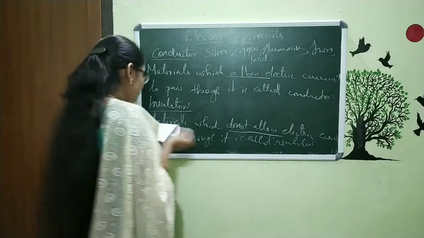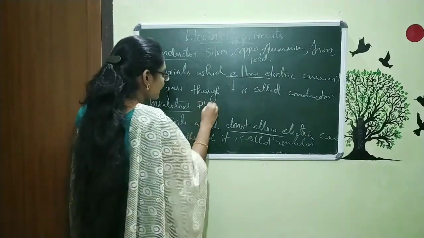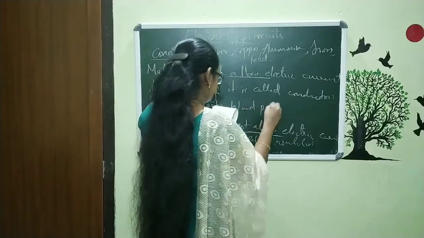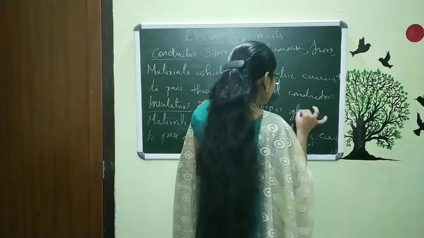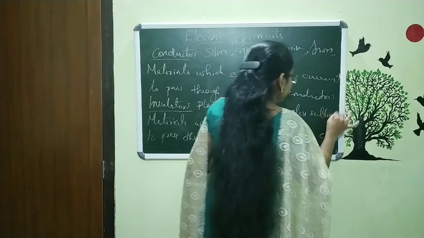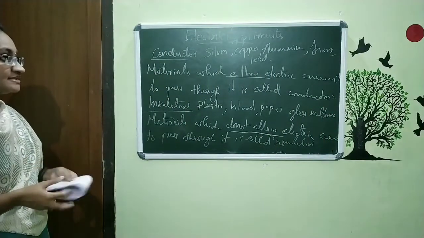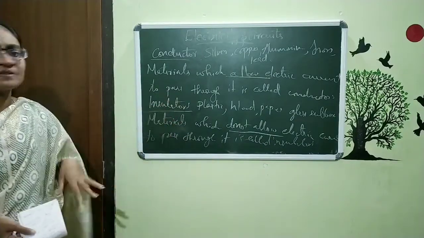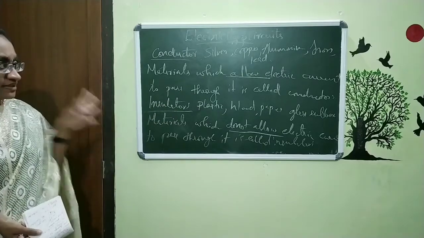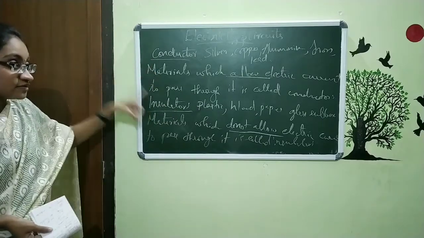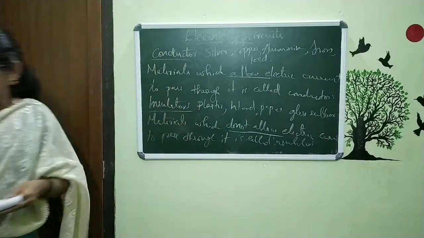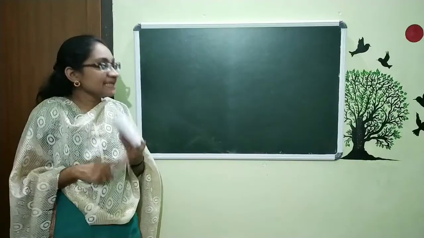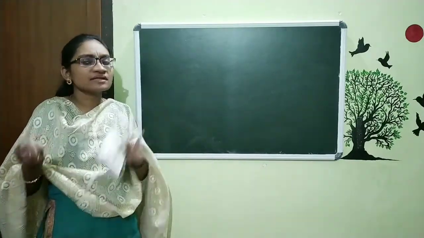And the examples of insulators are plastic, wood, paper, glass, rubber, etc. So these are the examples for the insulators. That means paper, plastic, wood, glass, rubber, etc. These are the examples for insulators. So you just want to study the definitions for conductors and insulators, and the examples. So this is all about the definition. And now we are going to conclude what we studied about insulators and conductors.